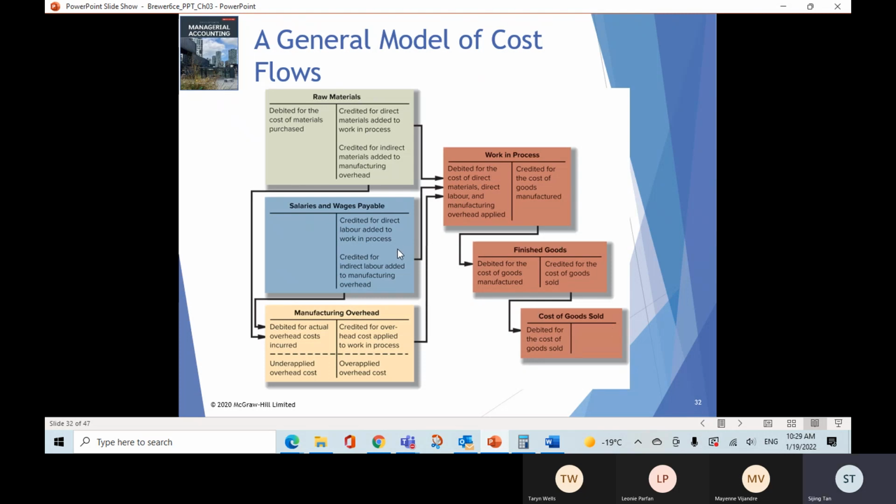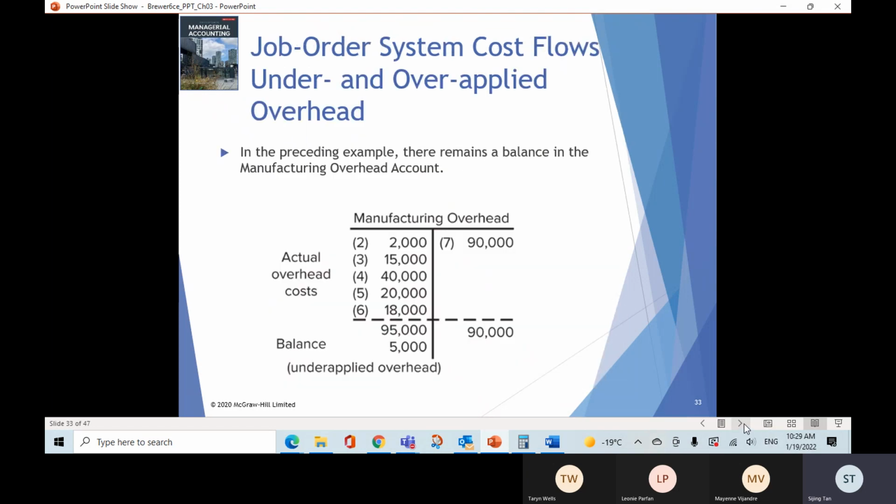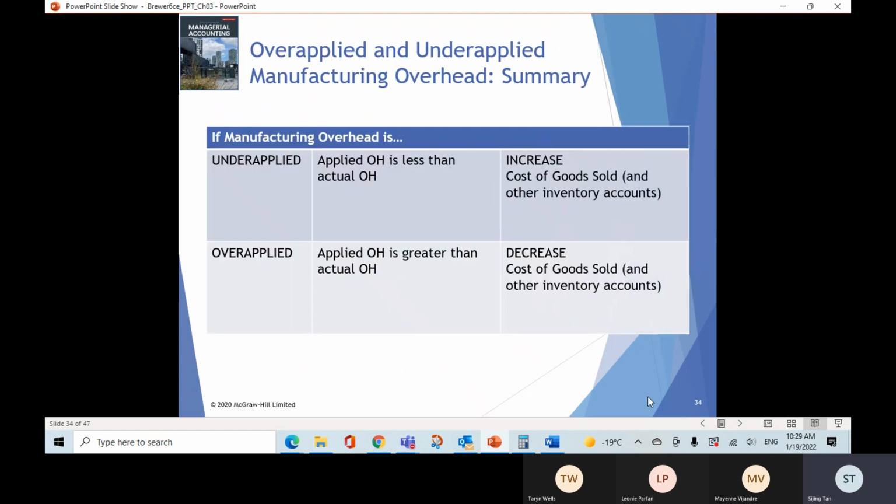Okay, it's just following the same logic that we talked about yesterday. So if you still get a little bit confused, send me an email so we can talk a little bit more. Then we'll talk about computing under or over applied overhead costs, with the examples we just showed. As you can see, the estimated overhead amount is $90,000, but the actual overhead amount is $95,000. So which leaves underapplied overhead costs. So we're going to take a look at it.